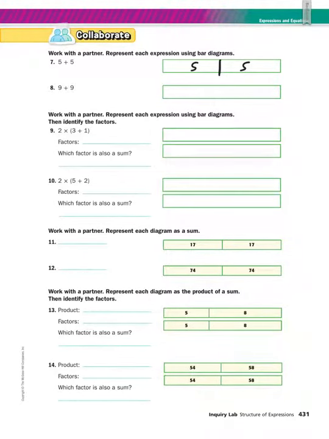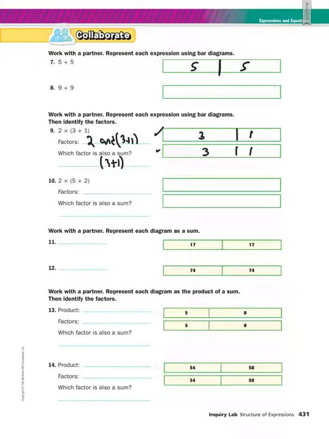In number 9, it says, represent each expression using bar diagrams, then identify the factors. Now in 9, it says 2 times 3 plus 1. Remember, that means two groups of 3 plus 1. So watch what I do. I'm going to do 3 plus 1. There's one group, and here's another one, 3 plus 1. Do you see my two groups? Here's group 1, here's group 2. So my factors are 2 and 3 plus 1 in parentheses. And which factor is also a sum? The 3 plus 1 in parentheses is also a sum. Okay, pause if you need more time.